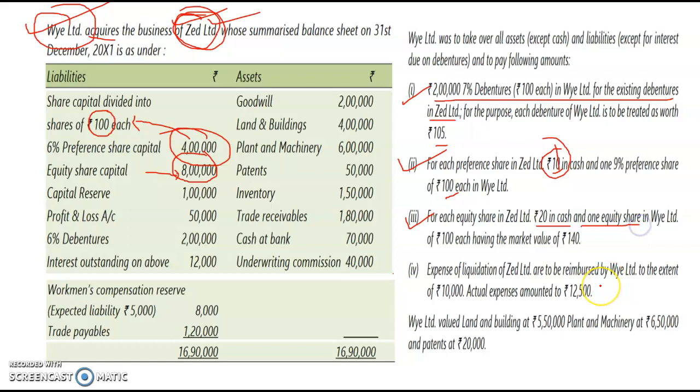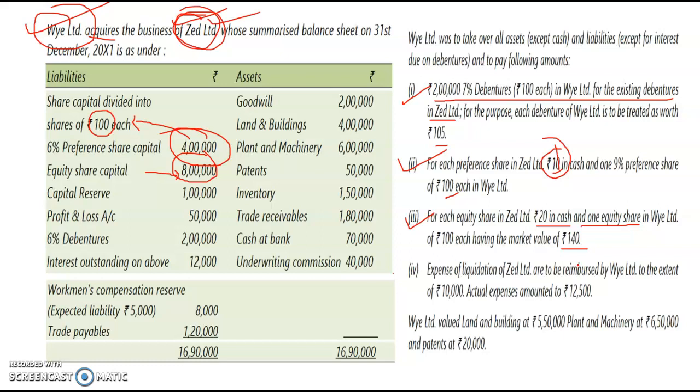one equity share in W Limited of 100 each, having the market value of rupees 140. Here we'll be considering the market value only, since it has already been mentioned specifically as rupees 140. So 8,000 into 140, we get 11 lakh 20,000. That is the purchase consideration for equity shares.